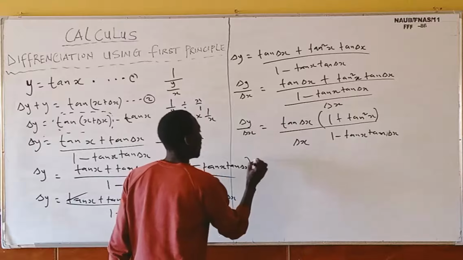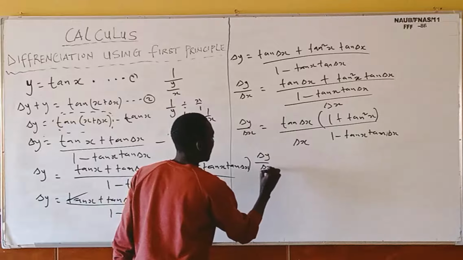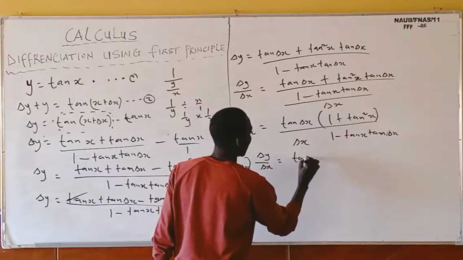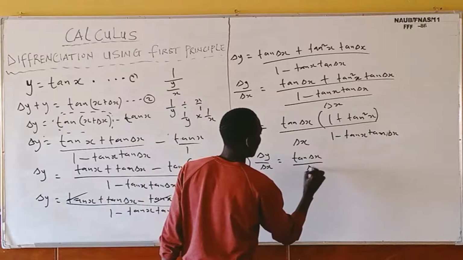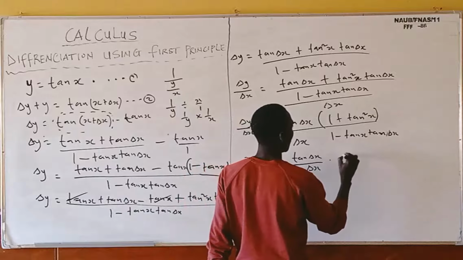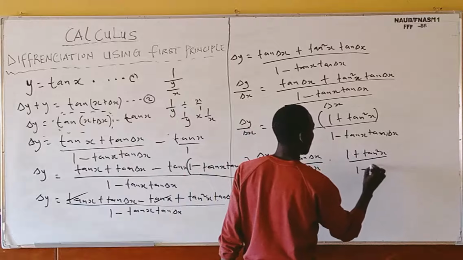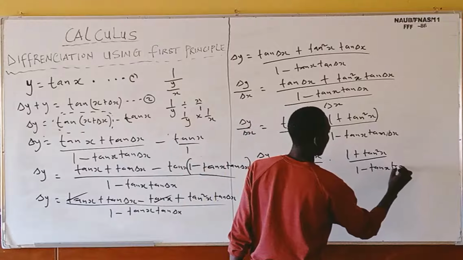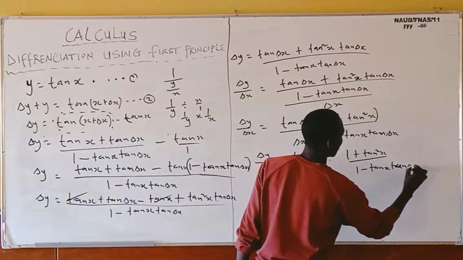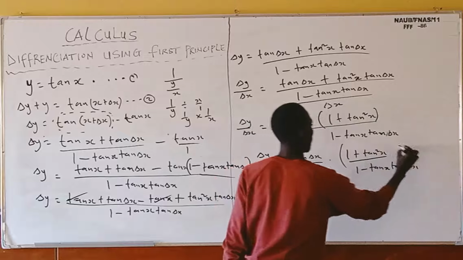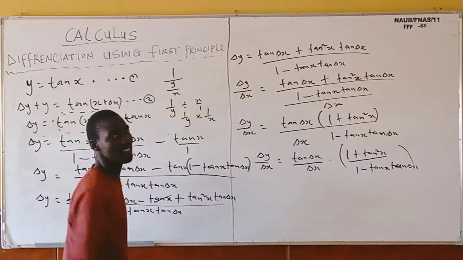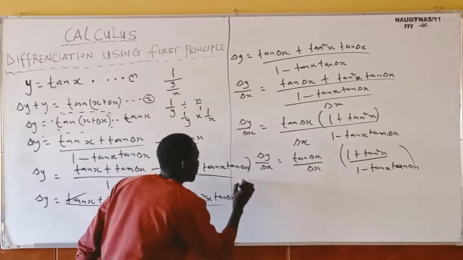So now, what is here, I can split it. Change in y over change in s will be equal to tan change in s all over change in s, multiplied by 1 plus tan square s all over 1 minus tan s tan change in s. So put this in bracket. Then the next thing is to take the limit. We take the limit of both sides.